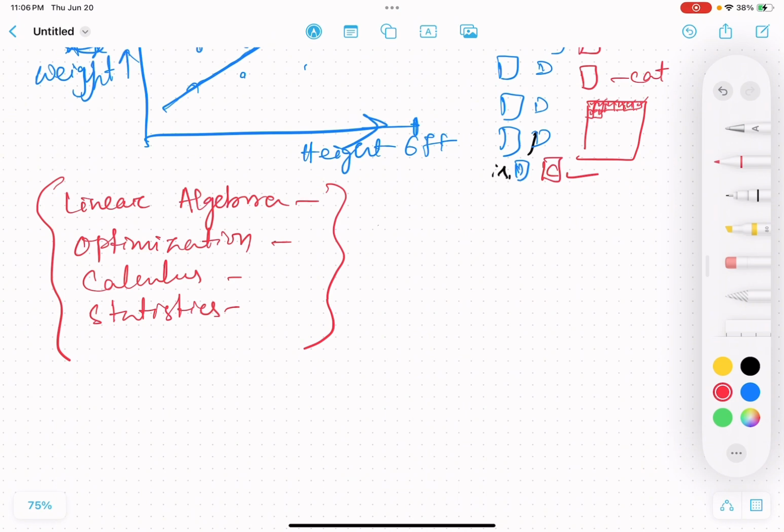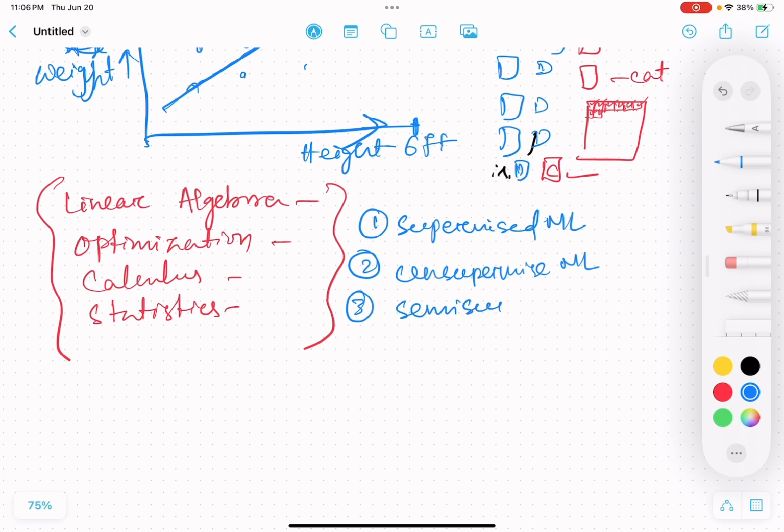So what are the different types of machine learning? Any data scientist or software developer working in the field should know them. The first is supervised machine learning, number two is unsupervised machine learning, number three is semi-supervised, and then reinforcement learning. There are other types, but let's stick to the first three types first: supervised, unsupervised, and semi-supervised.